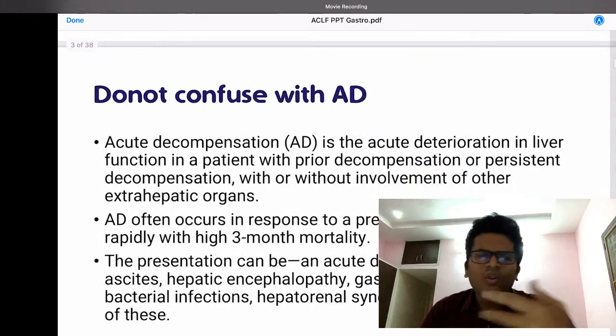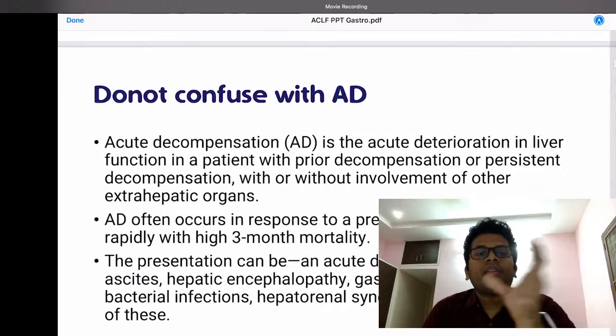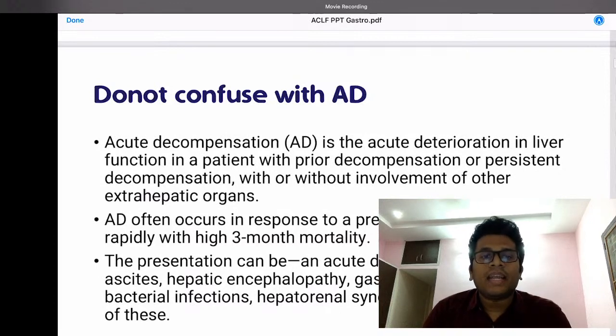Now, let me be a little more clear about acute decompensation, which we should know quite well. It is an acute deterioration of the liver function in a patient with prior decompensation or persistent decompensation, with or without involvement of other extrahepatic organs. So, this is a condition where a patient with prior decompensation or persistent decompensation has an acute deterioration, which could be with only the liver involved or with extrahepatic organ involvement. Now, an acute decompensation often occurs in response to a persistent precipitant or progresses rapidly, with a very high 3 month mortality.